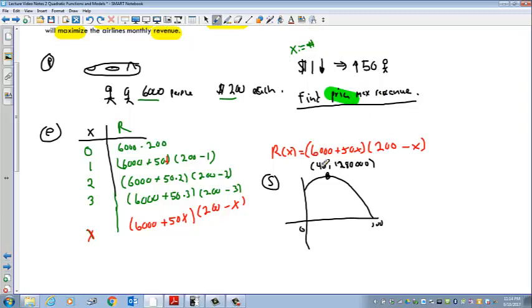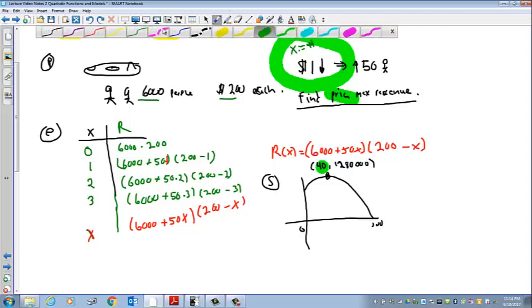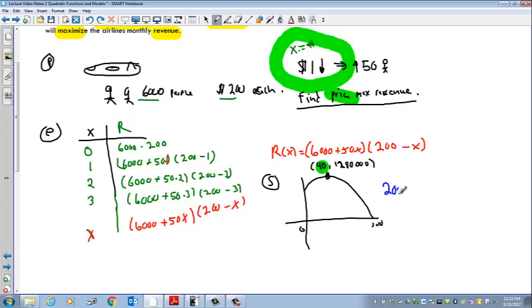And you have to be a little bit careful because it's not 40. Remember what x is. The input is not the amount you paid for the ticket. It's actually the amount you went down on the original ticket. So the original ticket was $200, and you did 40 $1 decreases. So minus 40, which is $160, and that's my answer. So if you charge $160 in this case, you will get the maximum revenue of $1,280,000.